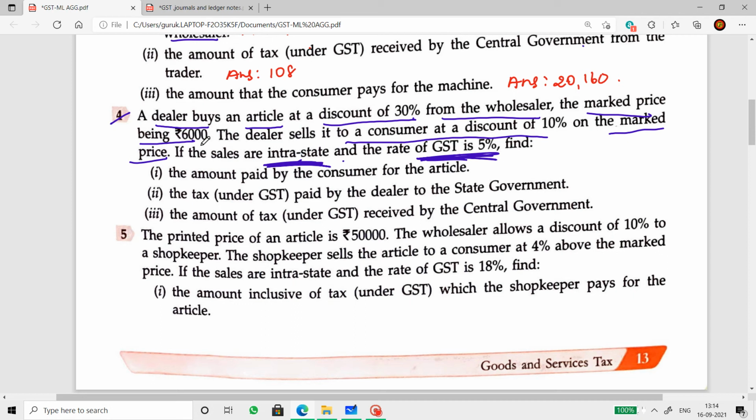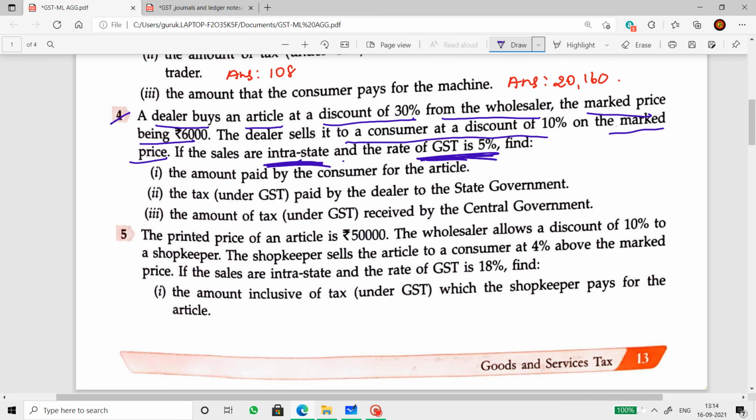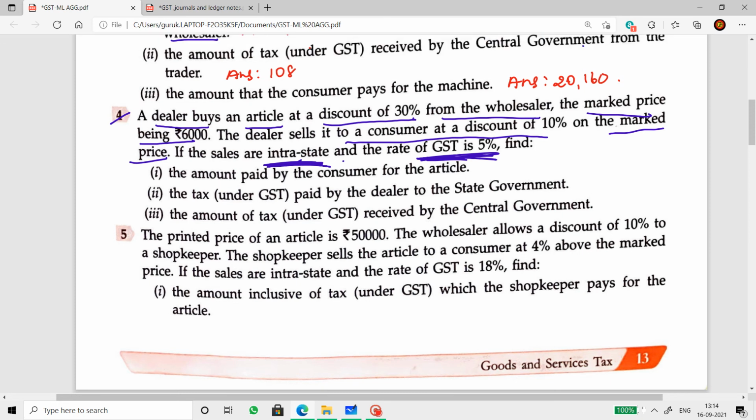If you ask me what it is, then we first calculate 30% of 6,000, which works out to 1,800, which is the discount amount. Then subtract that from 6,000, you get the discounted value, which means the price that the dealer will pay to the wholesaler. But that will be too much calculation, isn't it? So if 30% is the discount, 70% is the remaining amount. So the discounted value will be 6,000 into 70 by 100. Alright. Then from there we will start our working.